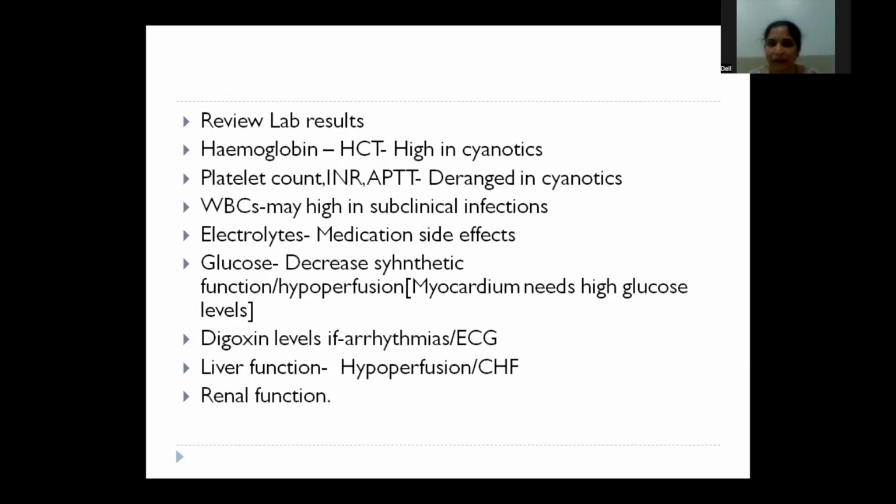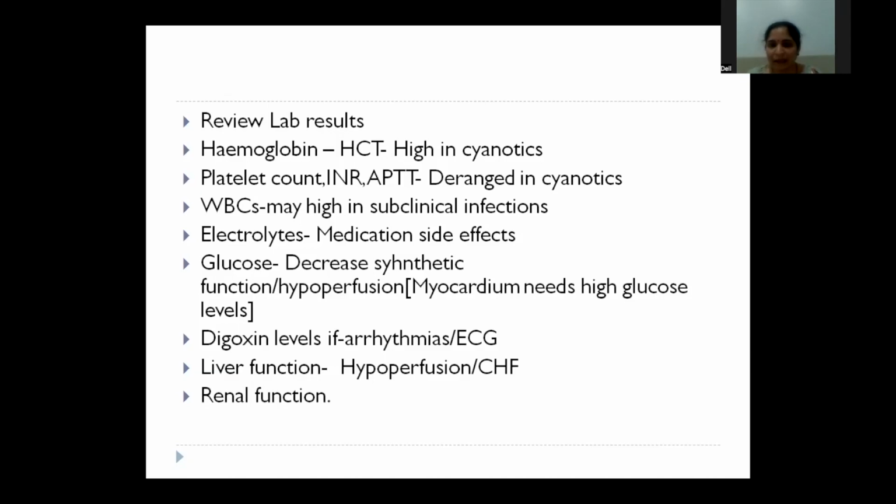Yes, labs are very important, because of the consequences of cyanosis. There is an increase in the hematocrit, so we have to see the hemoglobin, hematocrit, and the coagulation problems, so platelet, INR, APTT. WBCs sometimes may be higher if they have a subclinical infection because of the increased congestion or other problems.